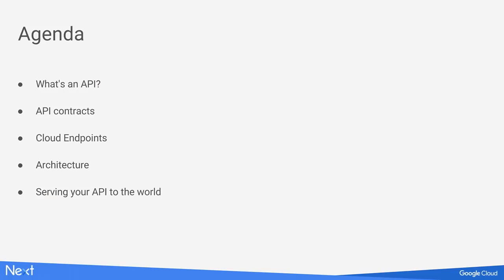And then we're going to talk about Cloud Endpoints. We're going to talk about what you can do with it, what the developer experience is, but also about how it's actually architected behind it, so you can understand exactly how it works and how you could extend it. And finally, we're going to do what the talk is about, serving your API to the world. And the world will be myself in this case, but you know, it's something.